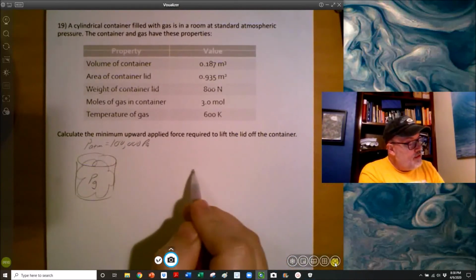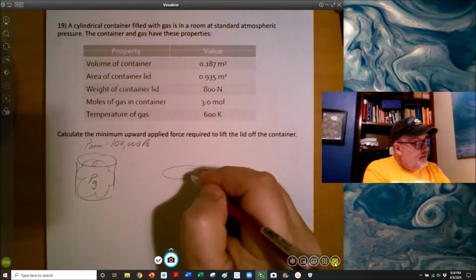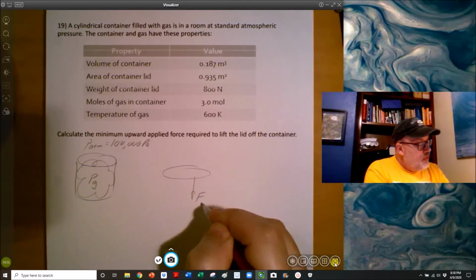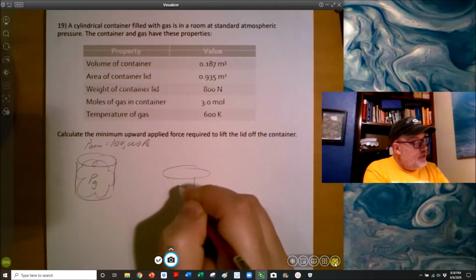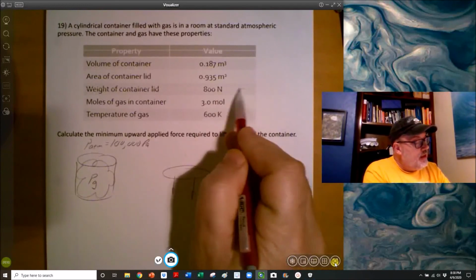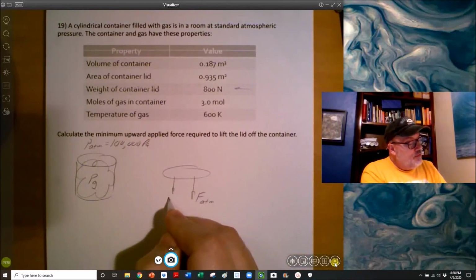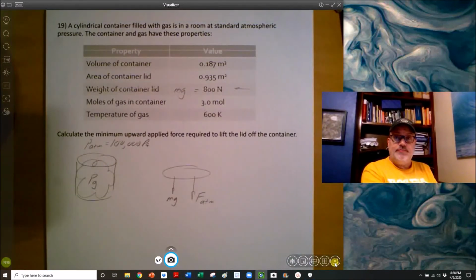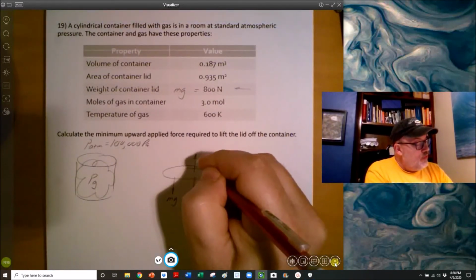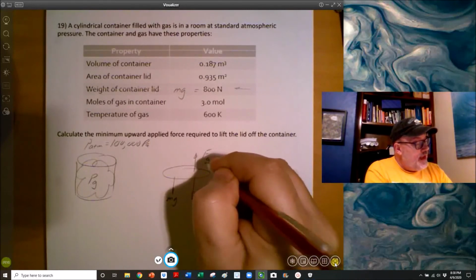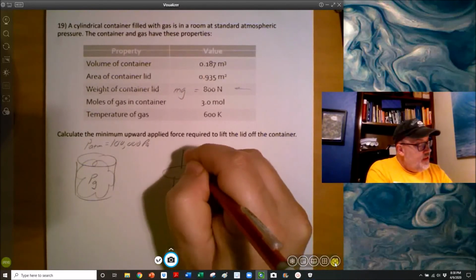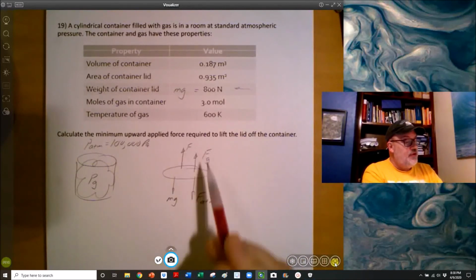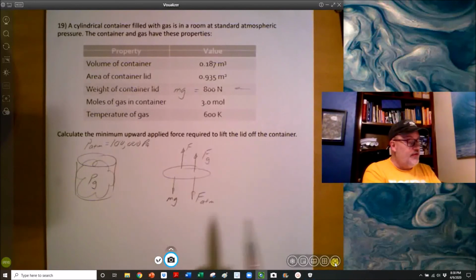So what we're trying to do is lift this lid. So let's see, there's going to be a force downward from the atmosphere. There's going to be a force downward because the thing has weight. So I'm just going to call that mg. This is actually equal to mg already. It's in newtons. And then we have a force upward from the gas itself. There will be our force up to lift it. So in order to lift this, these two here have to be at least as big as these two. So I'm just going to set them equal.